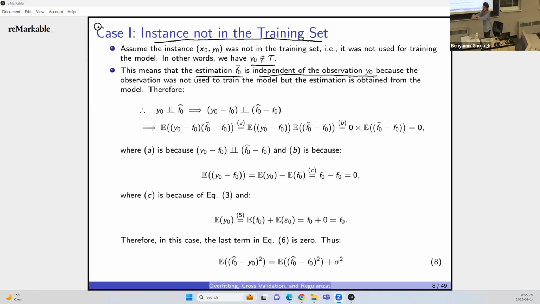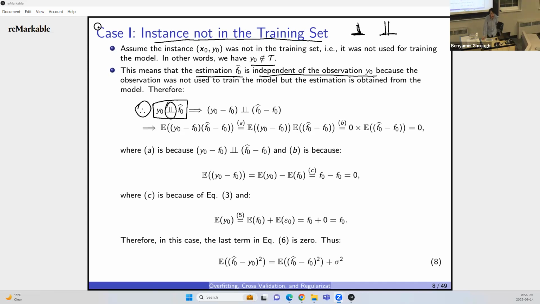When you never use the observation to train the model, then f0 hat is the estimated output for x0, right? You never used x0 for training. So f0 hat will not depend on y0. Because y0 is for the model. You never use x0 for training. Therefore, in this case, y0 and f0 hat are independent. This means independent, okay? This means perpendicular. This means independent.